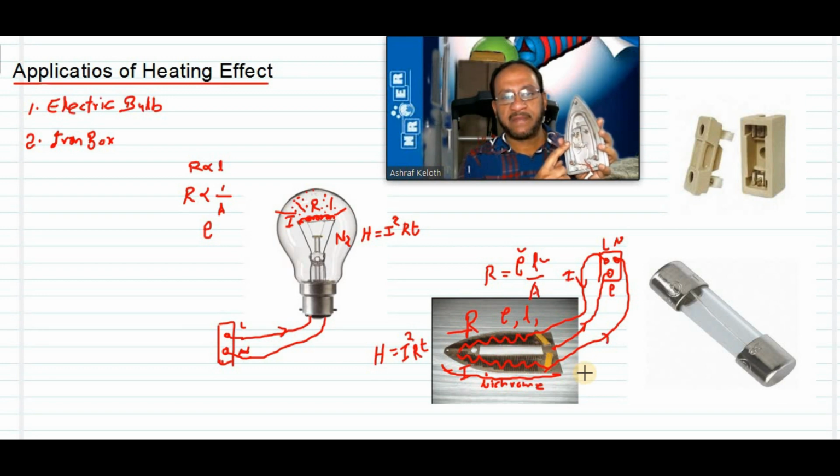When this heating element is heated up, the heat will be transferred to this metal surface. But this metal surface and this heating element are insulated inside. It is not in direct contact. So normally when you switch on this one, if you touch here, you won't get an electric shock because no current is coming here. But there are chances electric current may reach here.